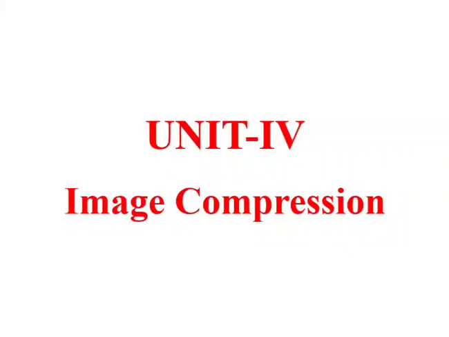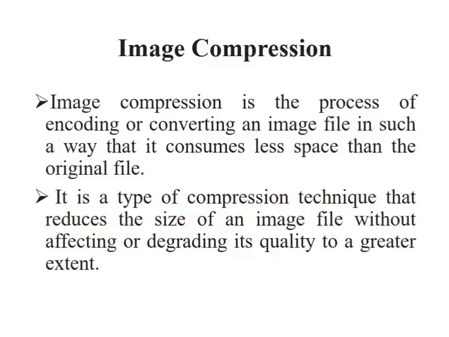Hello all, today we are going to start Unit 4 Image Compression. First, what is meant by image compression? Image compression is the process of encoding or converting an image file in such a way that it consumes less space than the original file. It is a type of compression technique that reduces the size of an image file without affecting or degrading its quality to a greater extent.